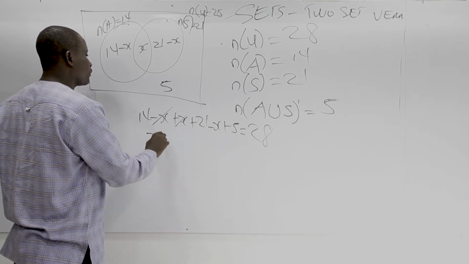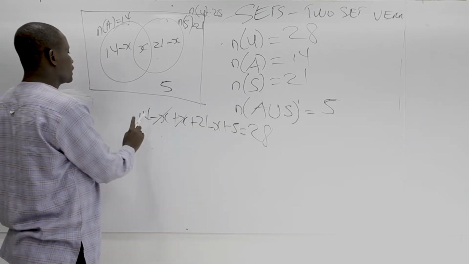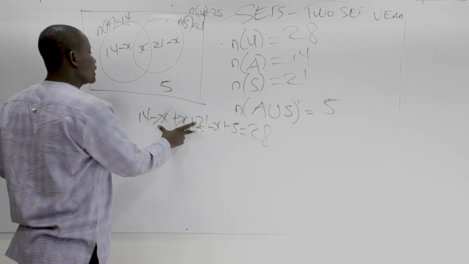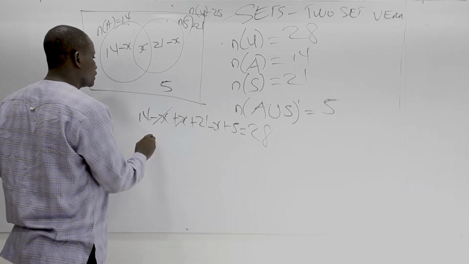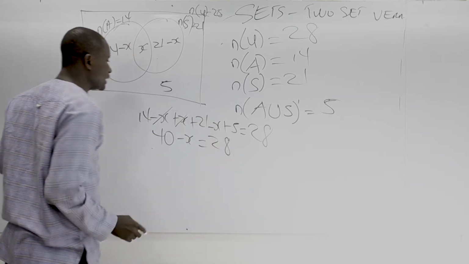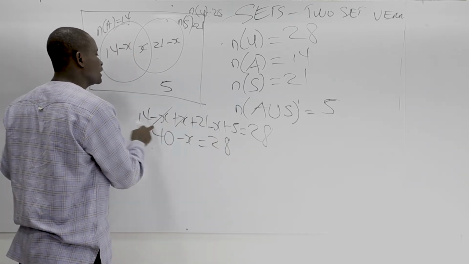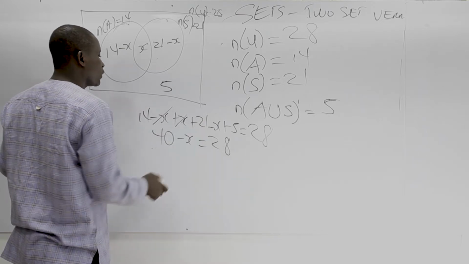It's going to be 35, which is... 40? That is, this plus this is 35, and so it is 40. So we have 40 minus X is equal to 28, right? 40, because this plus this is 35. So 40 minus X is equal to 28.